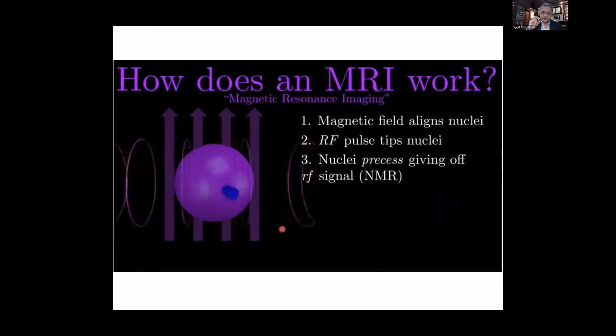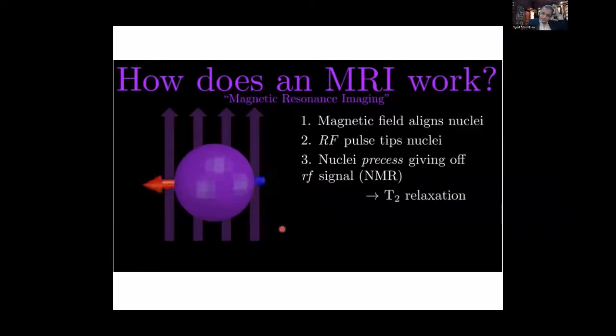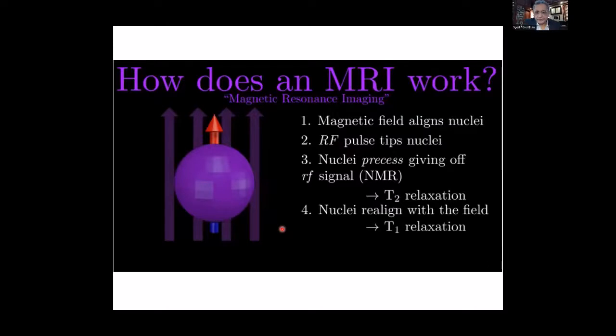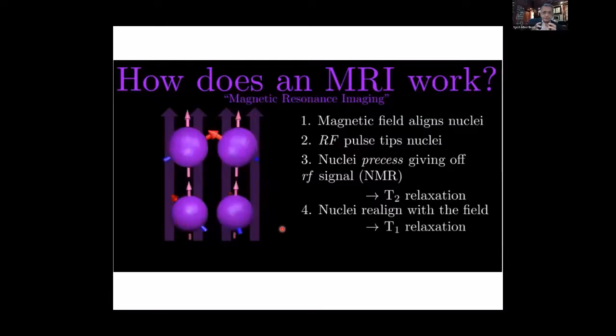These nuclei precess, giving off an RF signal, and then that starts to die off. As it dies off, because the RF pulse is gone, that's called T2 relaxation. And as that happens, the protons start to move back into the main magnetic field. They realign themselves, as you see over here, and this also takes its own time, and it's called T1 relaxation. So these are the basis of T1 and T2 relaxation. You do it multiple times, 100 times, 1,000 times, and you repeat those signals, and that signal is taken and analyzed further.